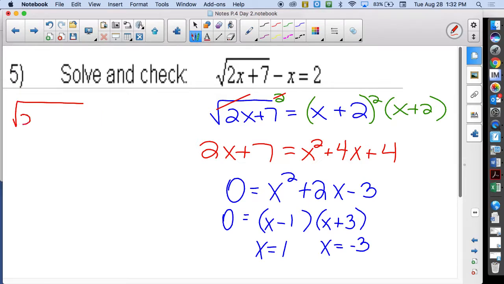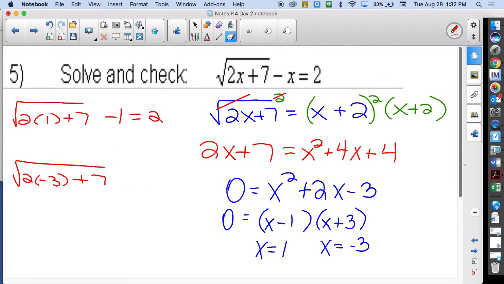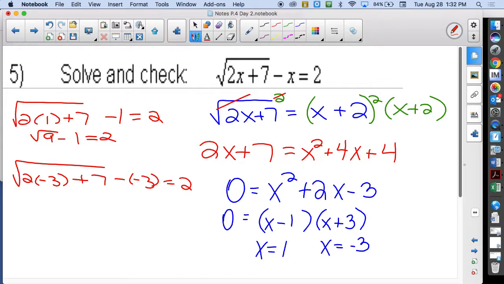So we have 2 times 1 plus 7 minus x, so minus 1 is equal to 2. Or plugging in the negative 3, 2 times negative 3 plus 7 minus the negative 3 equals 2. So you're taking your x, you're making sure it's a solution. The first one, we have the square root of 9 minus 1, which is equal to 2. Eric, does the square root of 9 minus 1 equal 2? Yeah, that one's good. The second one is the square root of 1 plus 3. Eric, does the square root of 1 plus 3 equal 2?